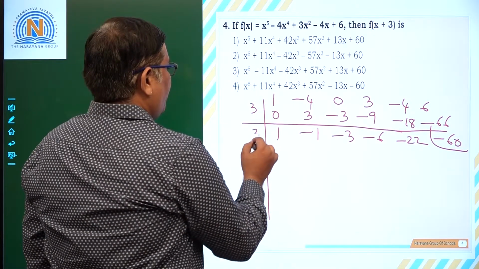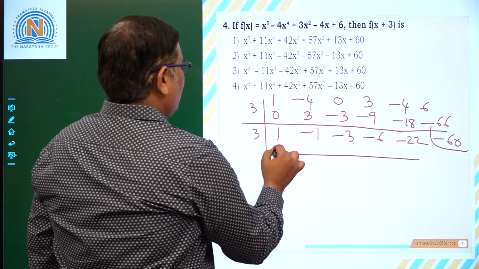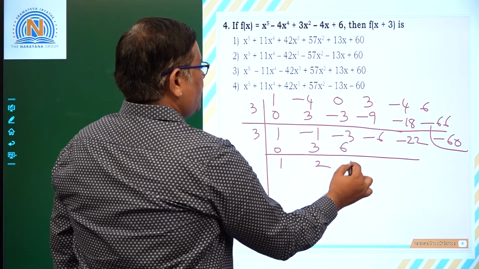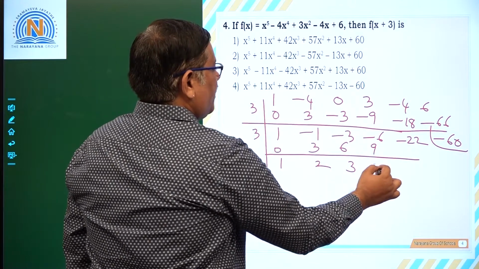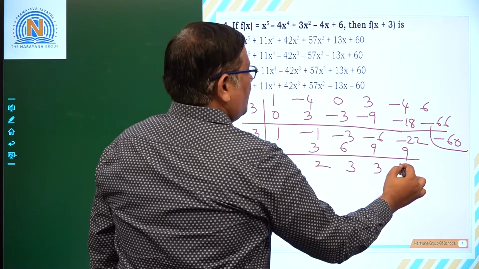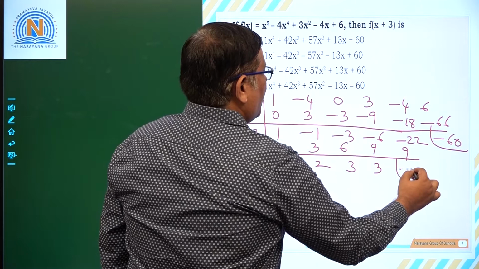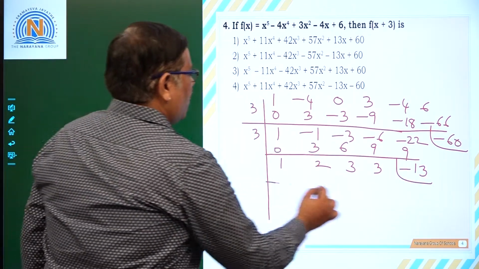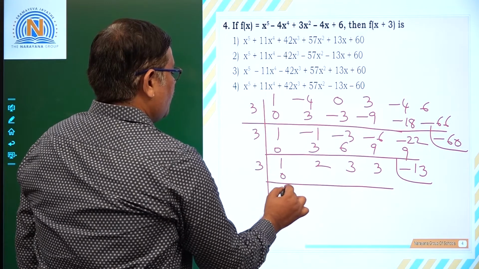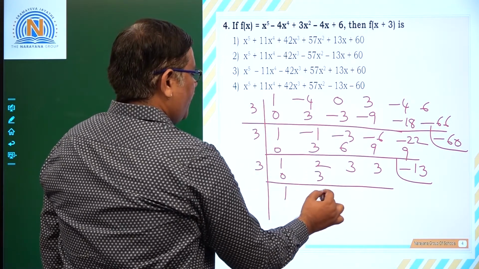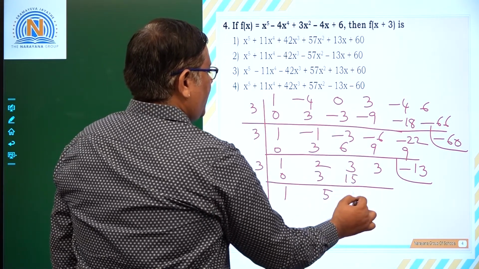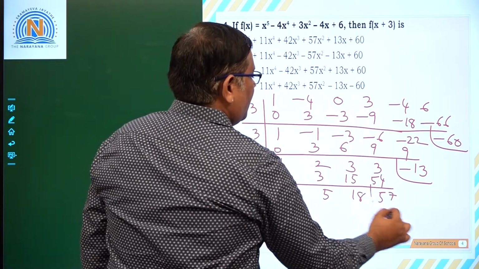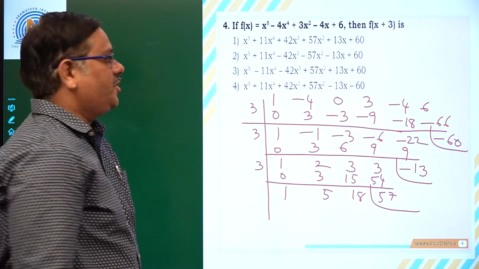Next, again with 3 if you divide, you have 0 here. 1, 3 ones are 3, this is 2, 3 twos are 6, 3 here, 3 threes are 9, 3 here, 3 threes are 9. So here you are going to have the result as minus 13, that is the x coefficient. Next we have 3, let us take 0, 1, 3 ones are 3, that is 5. 3 5s are 15, that is 18. 3 18s are 54, that is 57. This is the x square coefficient.